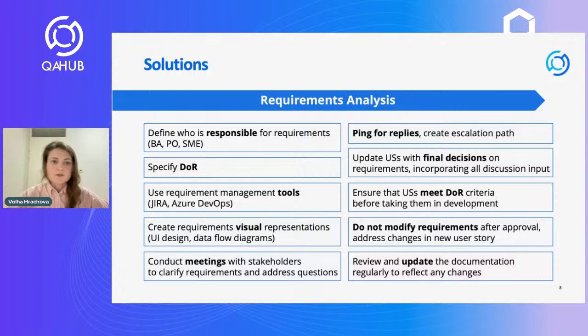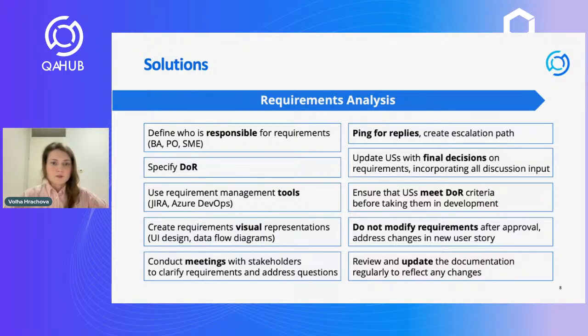Another suggestion is to create a visual representation of the requirements. There is a good proverb that it's better to see one time rather than hear 10 times. So if we have some visual representation of the UI window fields, or if we have some complex workflows, and there is a scheme showing which process should be followed by which, or what the changes of states are, it's good to have them presented in some visual way.